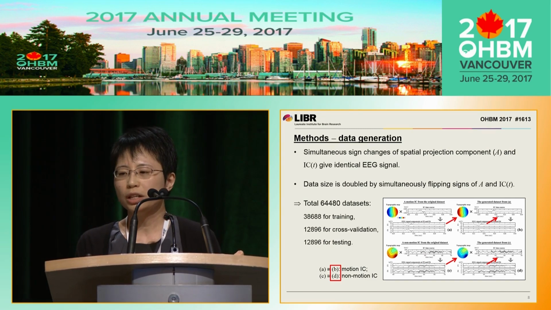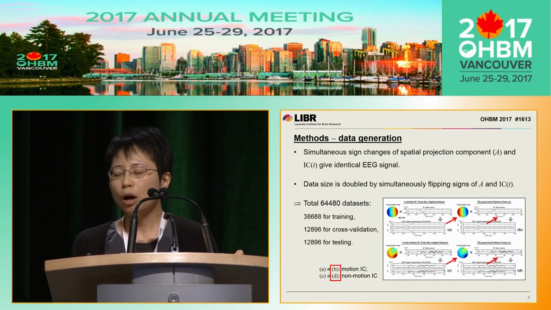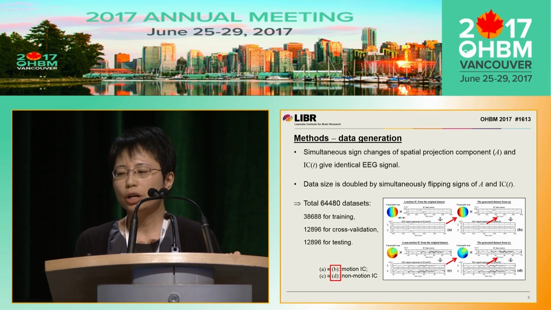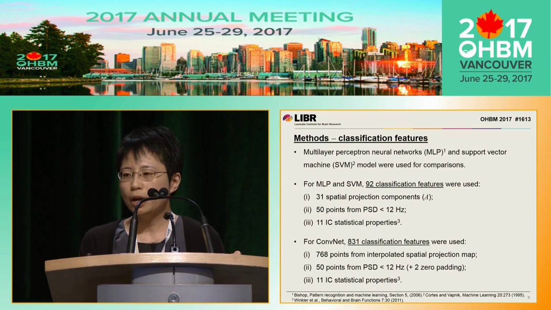38,000 were used for training, 12,000 for cross-validation, and 12,000 for testing. We used the cross-validation data to optimize the model parameters, leaving the test data untouched during the training stages. For comparisons, we used the multi-layer perceptron neural network and support vector machine model. For MLP and SVM, 92 classification features were used.